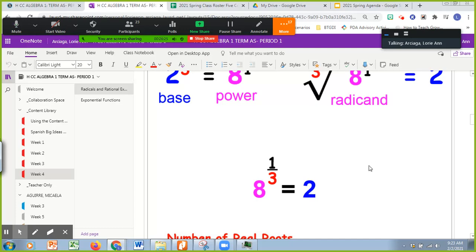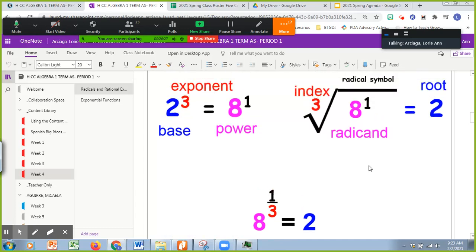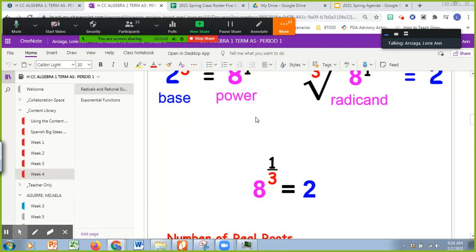Now, sometimes you can also write the power, which is the answer, using a fractional exponent, like this one. Okay? So remember, if you're raising it to an exponent, the answer must be bigger because 2 times 2 times 2 is 8. But if you're trying to find the root, let's say the third root, you're trying to make the number smaller. Okay?